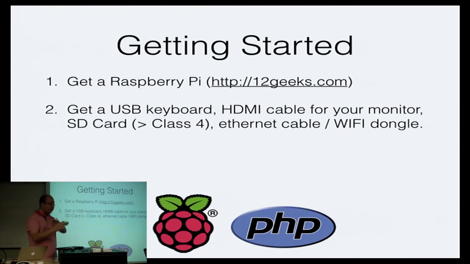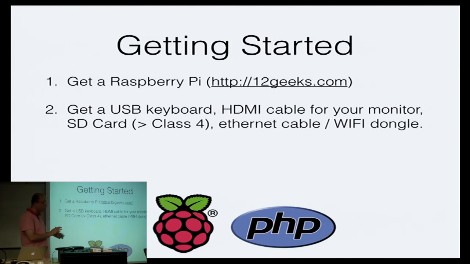So once you have all your peripherals, you've got a USB keyboard. You can also use it with a mouse, because most of the distros you have can boot into X Windows, which is a GUI, so you can use your mouse and do some stuff on it. But don't expect blazing speed, okay, it's just basic.